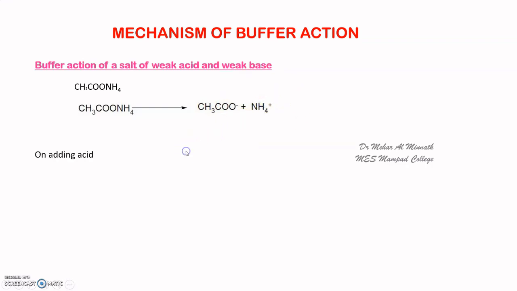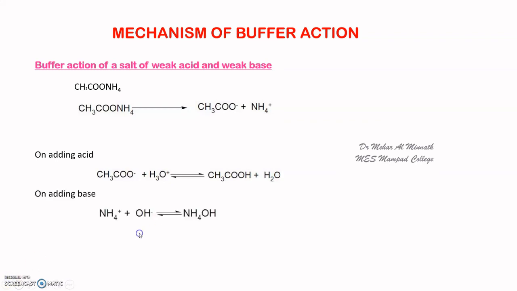When you add an acid to this, the acid will combine with acetate ion to form acetic acid. Since acetic acid is a weak acid, it is not going to ionize, and hence the added H+ is trapped. So the pH of the solution will not change. When we add a base, what happens? The base will combine with the ammonium ion and form ammonium hydroxide. So you get a weak base. So again, the pH is not going to be altered.